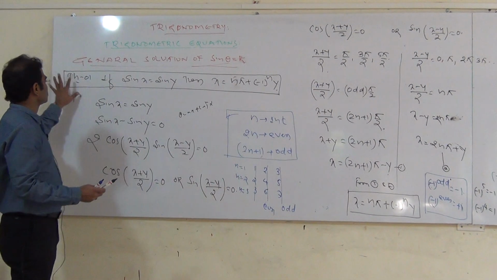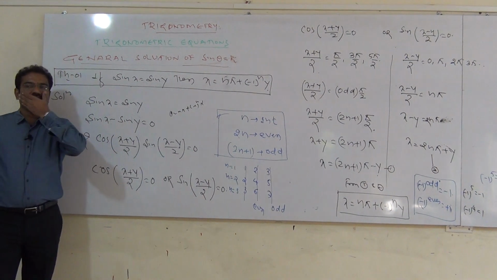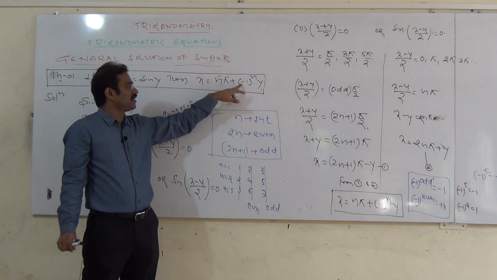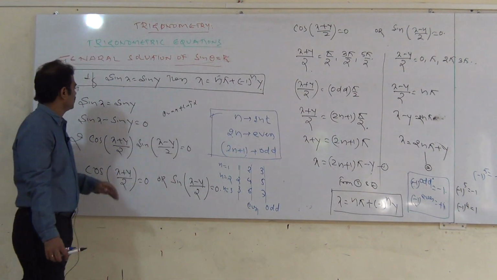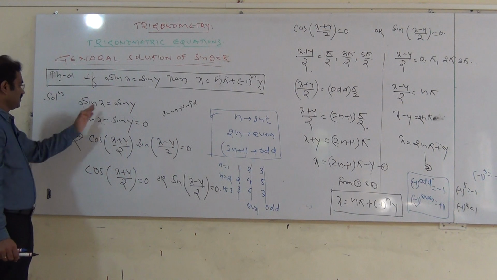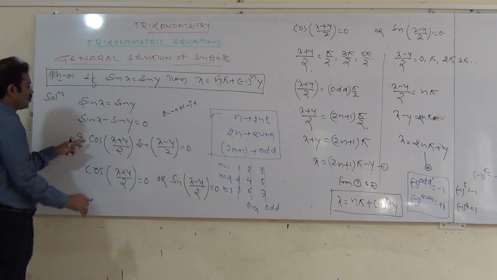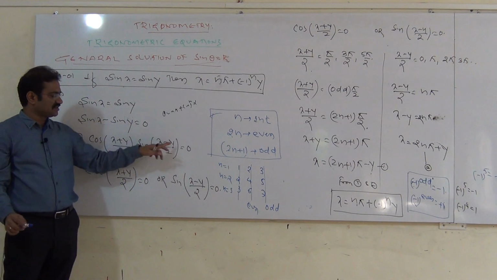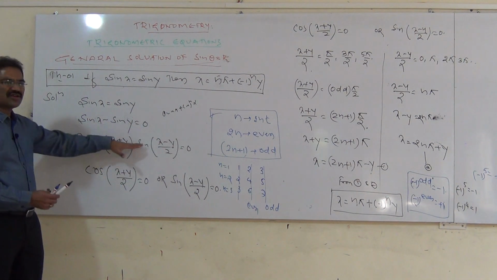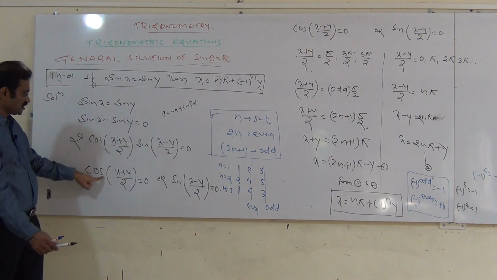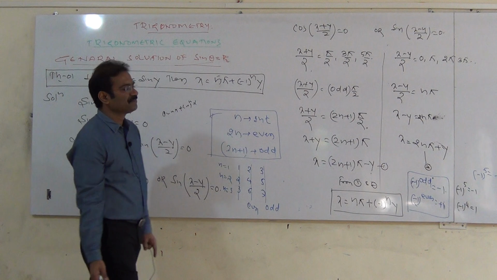Now the theorem starts. What is the theorem? If sin x is equal to sin y, then x is equal to n pi plus of minus 1 raised to n y. Sin x is equal to sin y, so sin x minus sin y is 0. Using the formula for sin c minus sin d, it is 2 cos of (c plus d) by 2 times sin of (c minus d) by 2. Product of two numbers equal to 0 means any one of them must be equal to 0. This equal to 0 or this equal to 0.